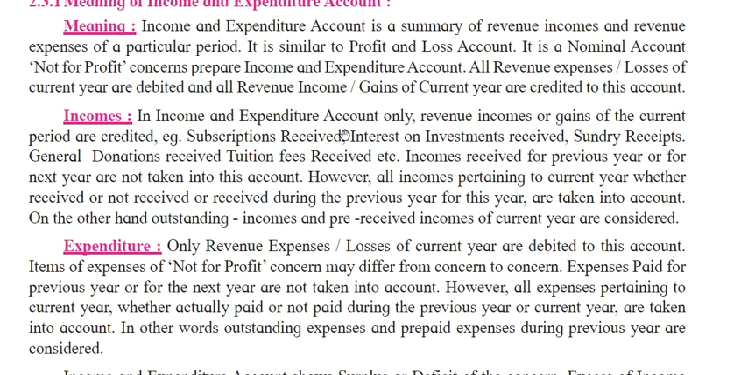Incomes. In the income and expenditure account, only revenue incomes or gains of the current period are on the credit side. Examples: subscriptions received, interest on investment received, sundry receipts, general donations received, tuition fees received, etc. Incomes received for the previous year or for the next year are not taken into this account. However, all incomes pertaining to the current year, whether received or not received, or received during the previous year for this year, are taken into account. On the other hand, outstanding incomes and pre-received incomes of the current year are considered.